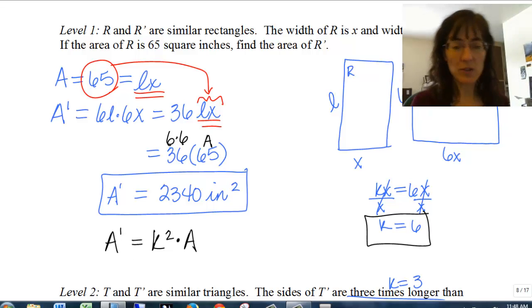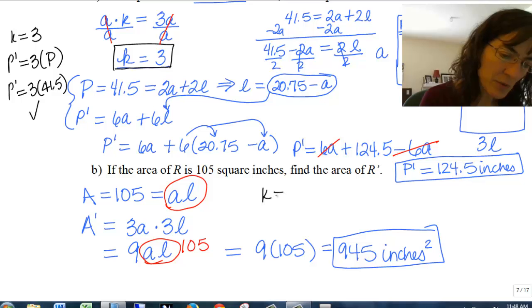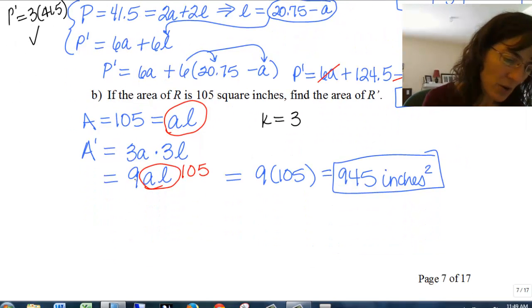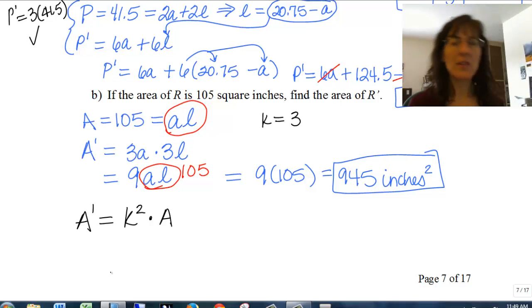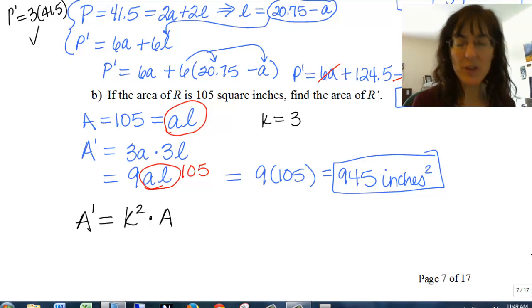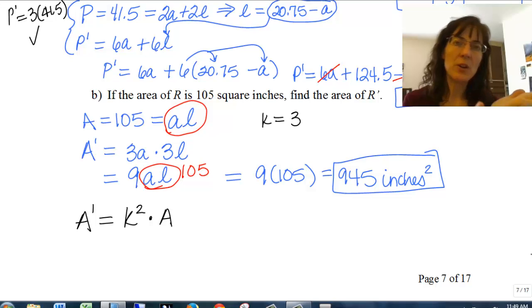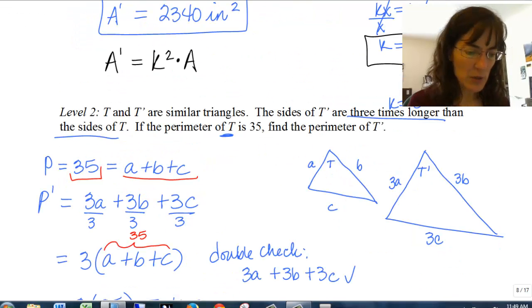So let's see if that held on a triangle example. And here it is. My K for this one was 3. It was the same as the rectangles drawn above. And so if my K was 3, then 3 times 3, so I did it again. K squared, and then times the A, which was 105. That did give me the A prime. So it looks like we have a pattern here too, but remember we're multiplying, and if we have our multiple on each side, then we have to square our multiple for area. Okay, so that does make sense.